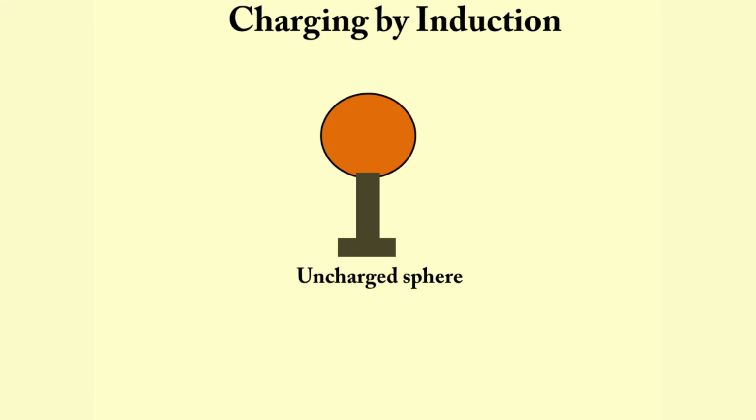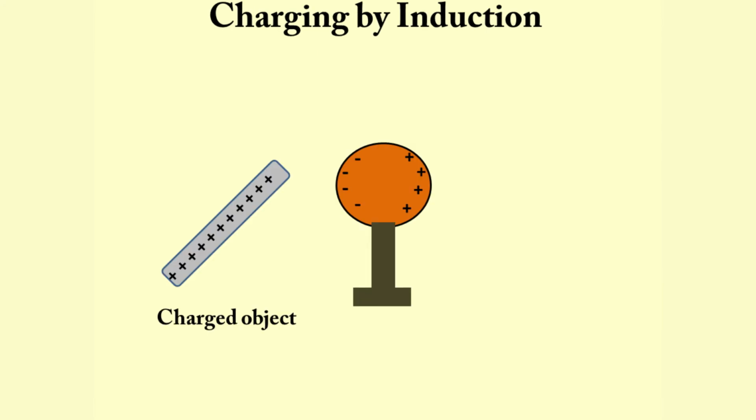Step number 1, take an uncharged sphere on an insulating stand. Step number 2, bring charged rod near the sphere. Again, you can take positive or negative charge, but here we have taken positively charged rod. Once again, the free electrons in the sphere are attracted to the rod and they start accumulating at the end near to the rod. Due to deficiency of the electrons, the far end becomes positively charged, and what you are seeing is the distribution of the charges at equilibrium.